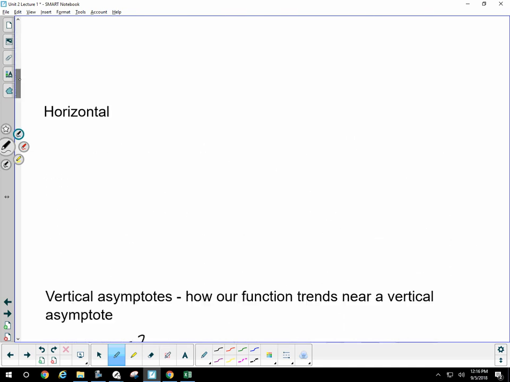A horizontal asymptote, we will find them when we evaluate the limit as x approaches positive or negative infinity. This is new to us. We're having infinity in our limit. We are used to having specific input values. But we're saying what is going on all the way to the right and all the way to the left. We are trying to focus on the end behavior of the function.